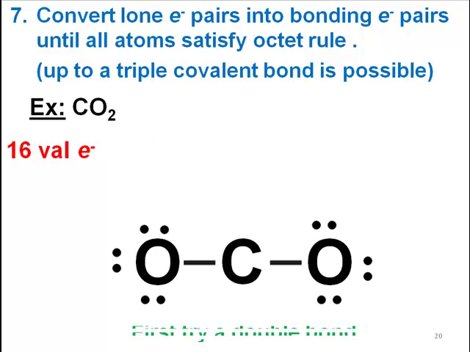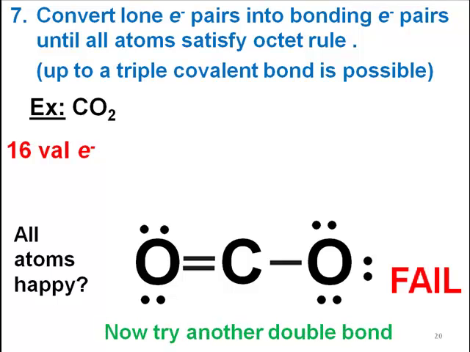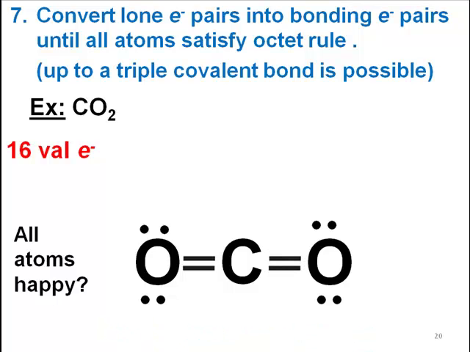So we do the same thing. First try a double bond, because it's usually easiest. Take those, turn them into a bond. Now we check really quickly. 2, 4, 6, 8. Yay, that's happy. 2, 4, 6. Is the carbon happy? No. So we still didn't do it. We've got to try another double bond. Now, are they all happy? Yep. All happy. Success.